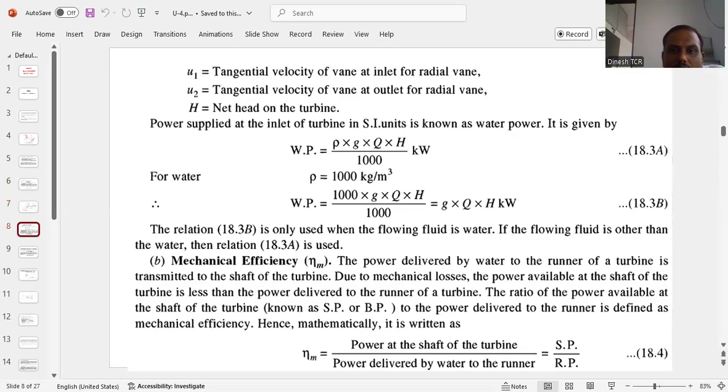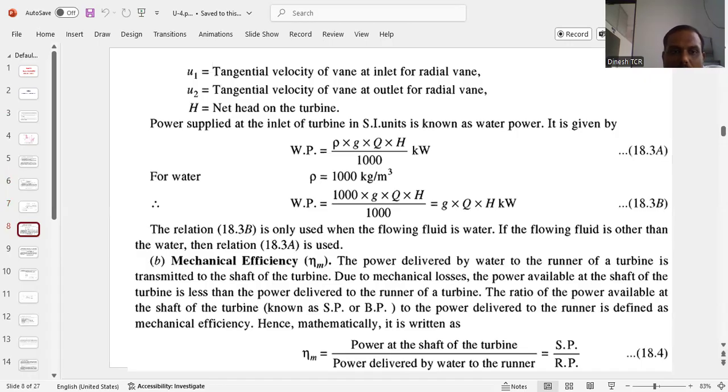The water power in terms of kilowatts is written as rho g Q H by 1000. We already know the density of water is 1000. So when we cancel 1000 in the numerator and denominator, we get g Q H, right?